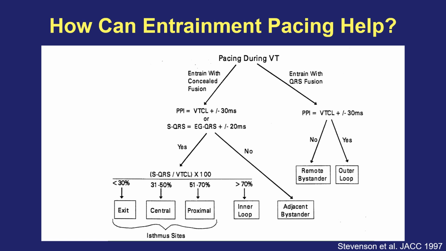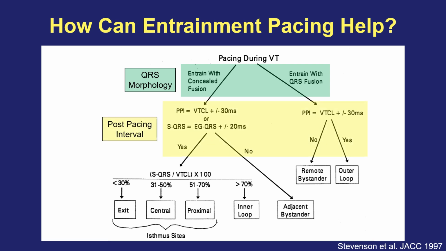How do these three characteristics during entrainment help define what site is what? Here is an algorithm from that same 1997 Stevenson paper that reviews exactly that. Here we look at the QRS morphology during entrainment pacing. And when we talk about concealed fusion, that means that the shape of the QRS during entrainment pacing is exactly the same as the VT morphology. Whereas if we talk about manifest fusion or simply QRS fusion, that means that the pacing QRS morphology looks different from the VT morphology, either subtly or not so subtly.